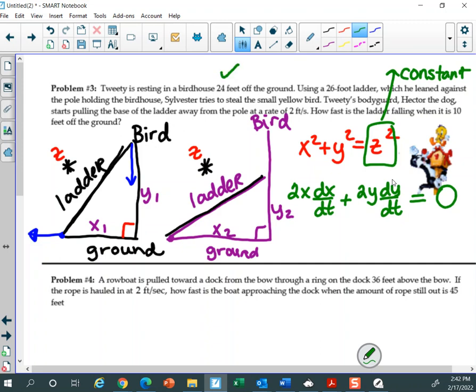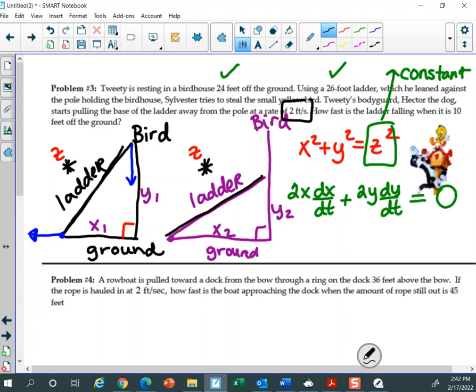We have all this information about where the birdhouse originally is, and what the ladder is. The ladder is 26 feet long. We're going to need that. But let's continue on the problem and see what we do know. Sylvester's trying to steal Tweety. Hector the dog is pulling the ladder away. So this is the sliding ladder problem at a rate of 2 feet per second.